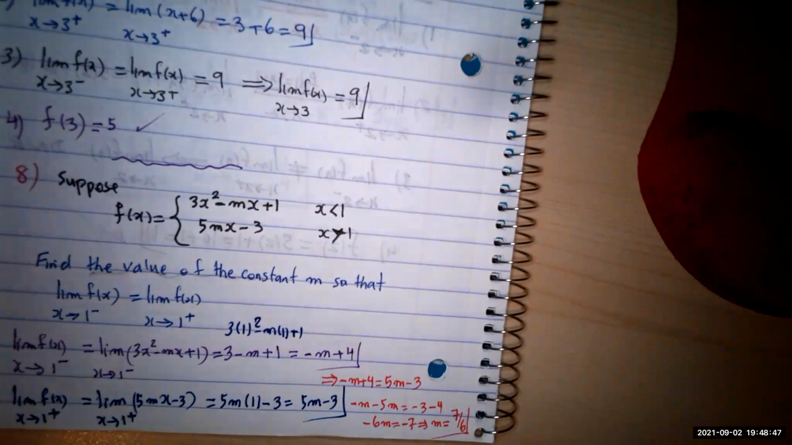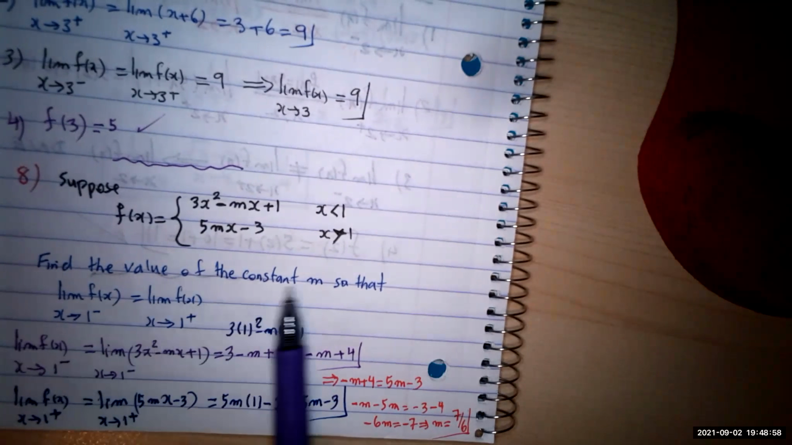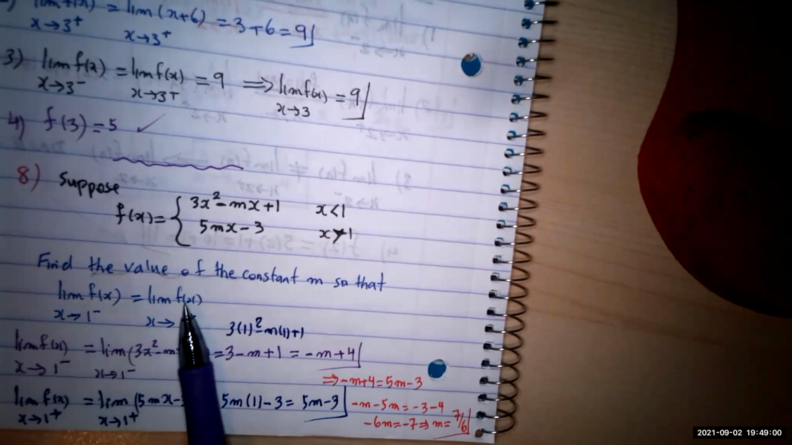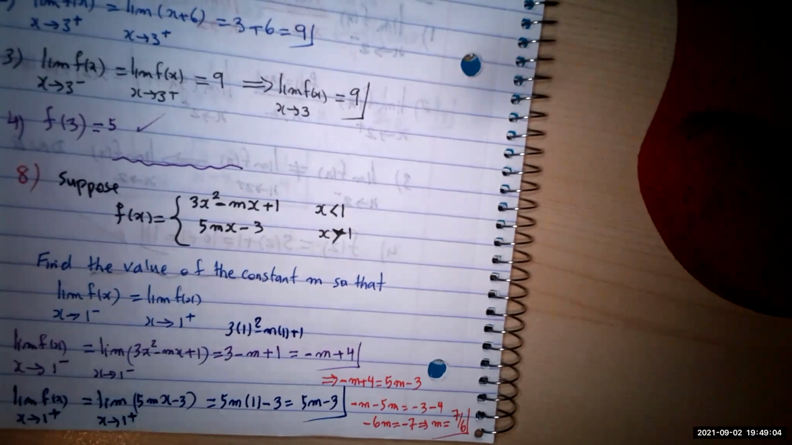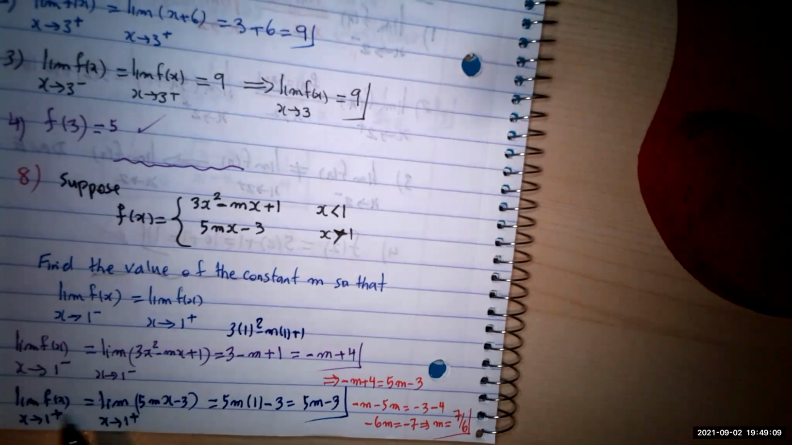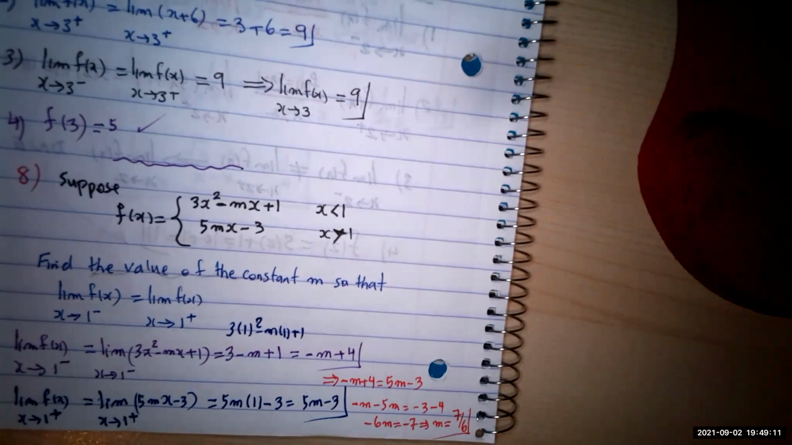The problem is that they didn't write the limit of f of x equals. Of course, you see, read this problem again. You want to find the value of m so the limits happen to be equal to each other. You see the way I did it? I find the limit first, and then I let them equal to each other.